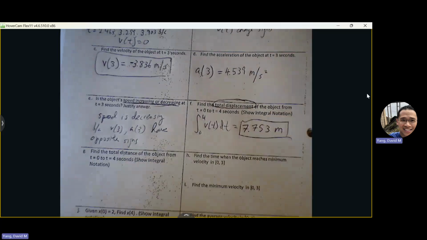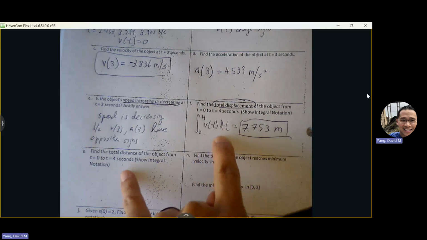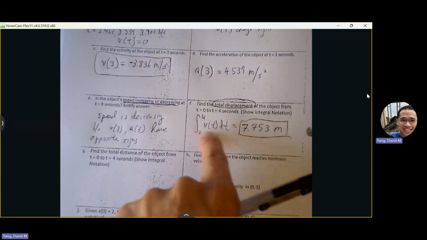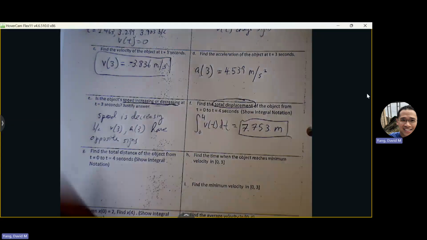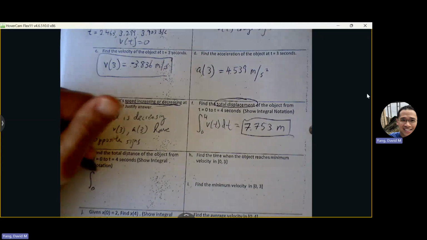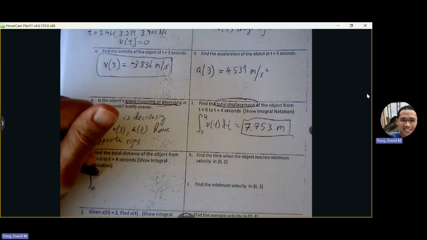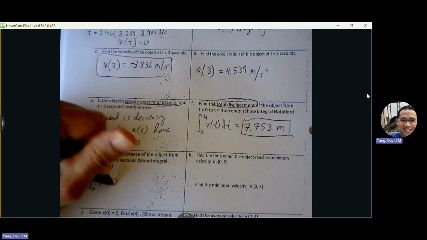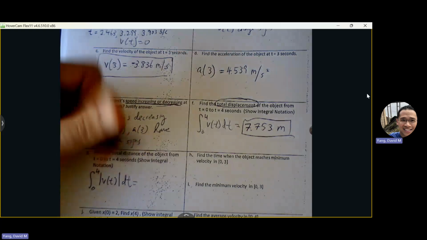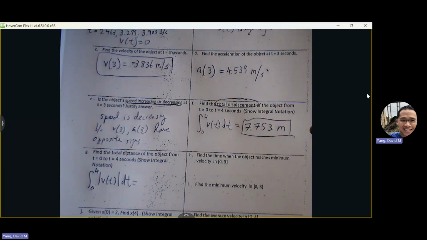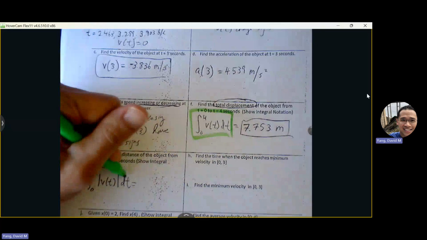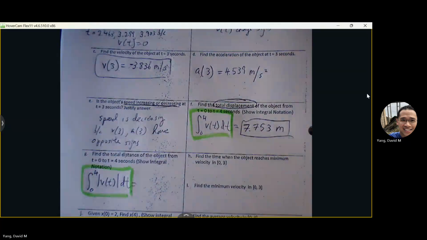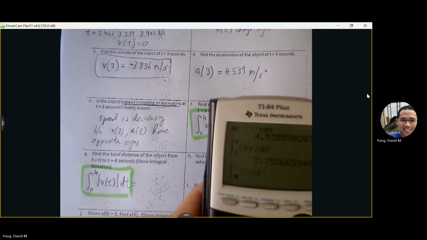Part G, find the total distance. Total distance looks virtually the same as total displacement. It just needs absolute value around the v of t. So I'm going to be looking for your integral notation on the test. I want to see your setup as well as your answer. I want to see these setups. Okay, so you'll do math 9 from 0 to 4.